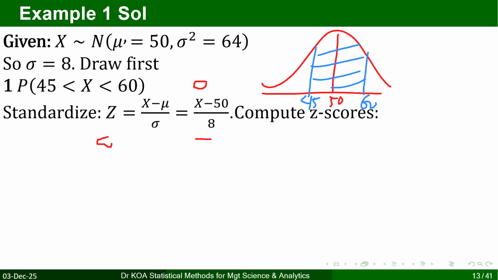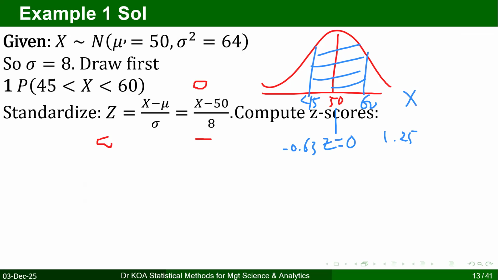And the mean here corresponds to a Z of 0. That is why the 45 gave us negative 0.63, because it's on the left side of the 0. So it gave us negative 0.63. And then the 60 will give us 1.25, because it's positive. So that is the Z equivalent of the random variable X here.